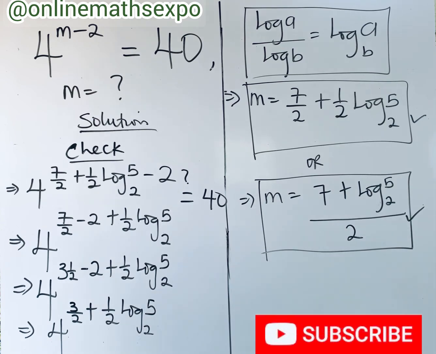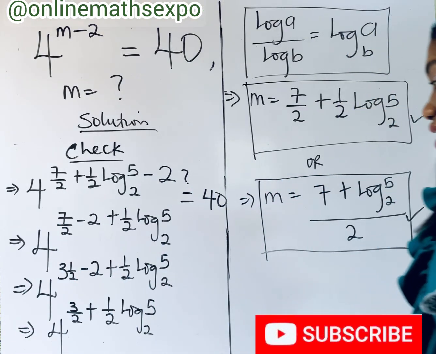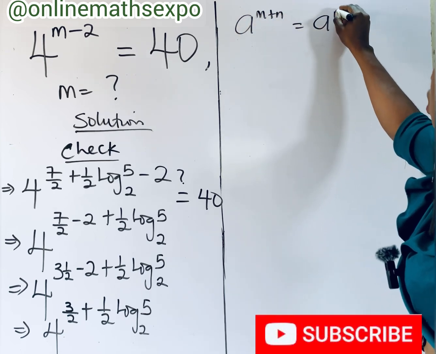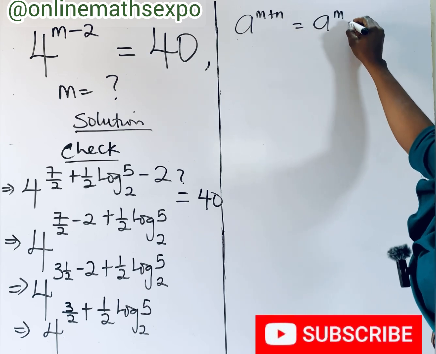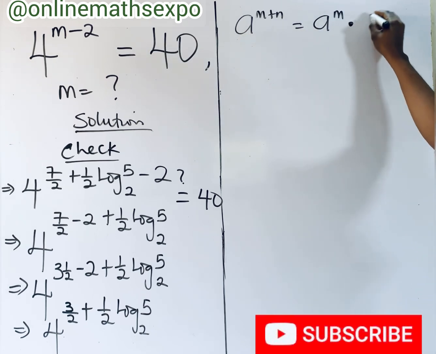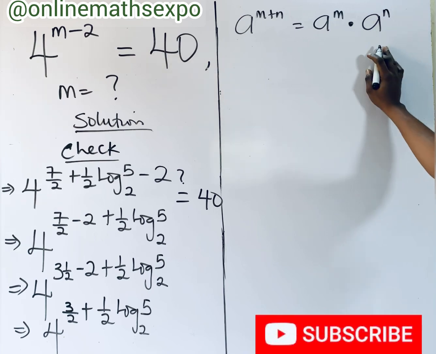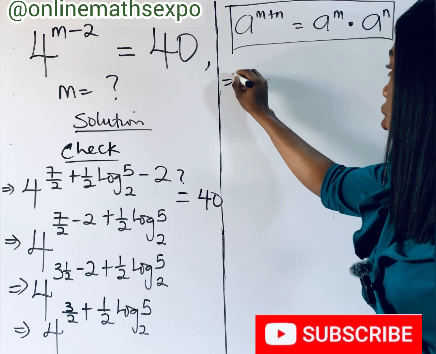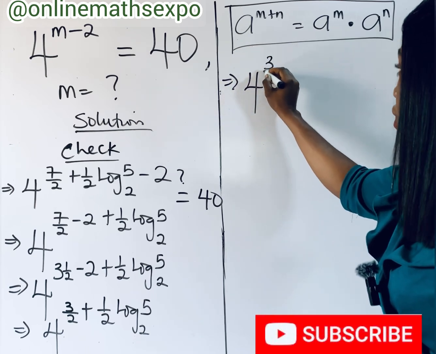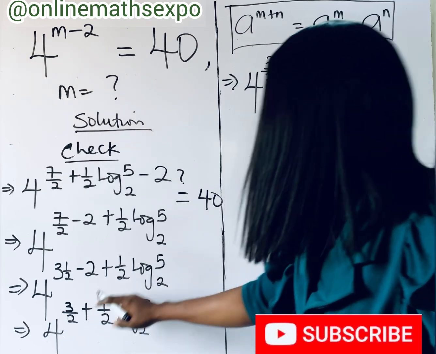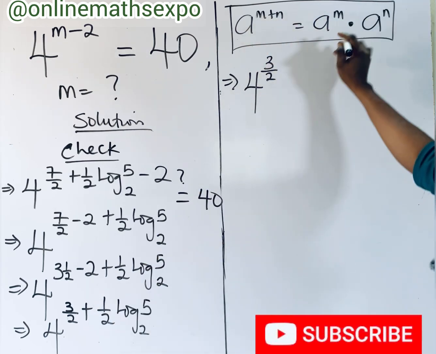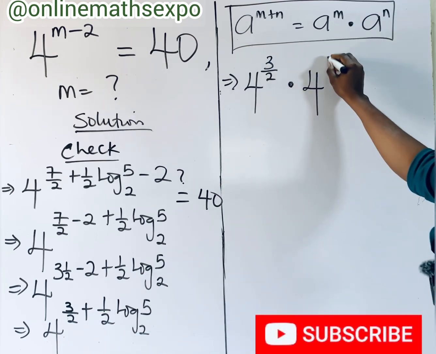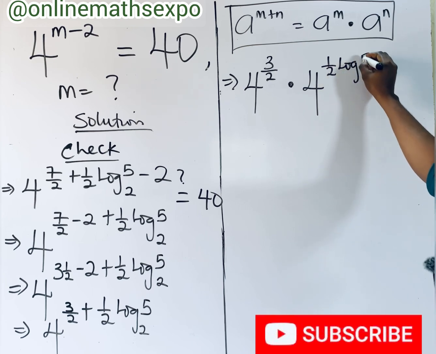Now what do we do? Just quickly remember this rule of exponent, which says for every a to the power of m plus n, it is the same as a to the power of m. This addition turns to multiplication, return the base, and then raise it to the power of this n. Okay, so we're going to make use of this. Now from here, what do you do? This is giving us 4 to the power of 3 upon 2. Then this addition sign here turns to multiplication, so you multiply. Return the base 4 and raise it to the power of half log 5 base 2.